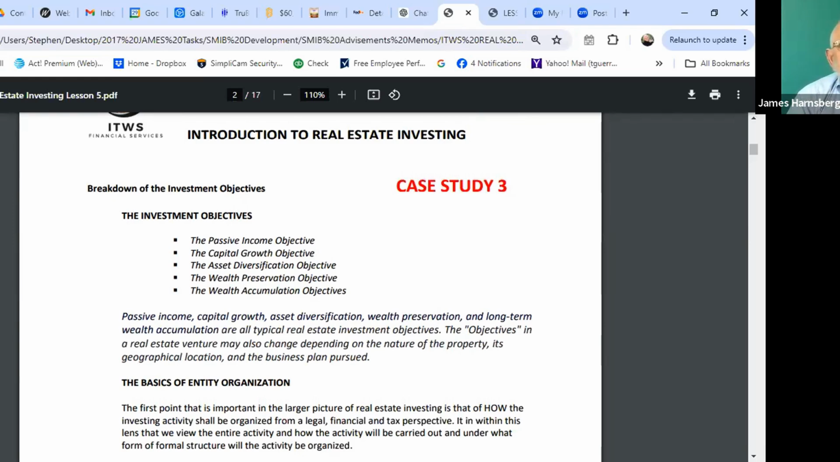Case study number 3 is really a spreadsheet that takes a combination of all of these factors and allows us to look at the data on a property and get a quick acid test if the property is even worth looking at to even consider making an offer. Because if it doesn't get past this, I'm moving on to the next deal. My time is too valuable to waste on a bunch of stuff that's not going to be relevant to meeting my investment objective.